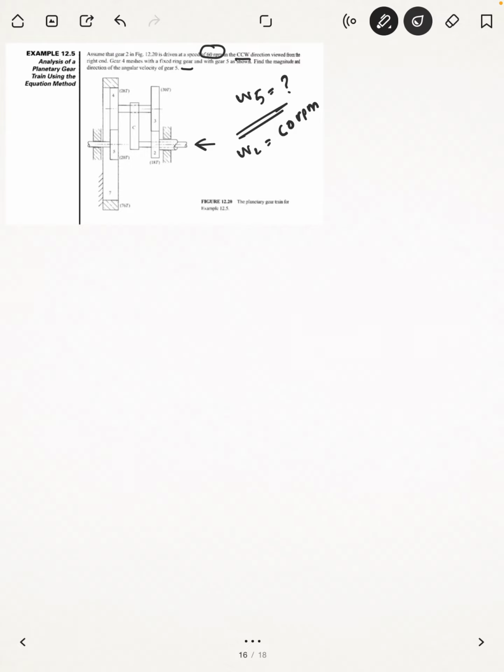Okay, so now how can you determine it? As I said, if planetary gear problems are given, you always have to represent the velocities as relative velocity with respect to the carrier. Here this is the carrier. So you're asked to determine omega 5, and omega 2 is given.